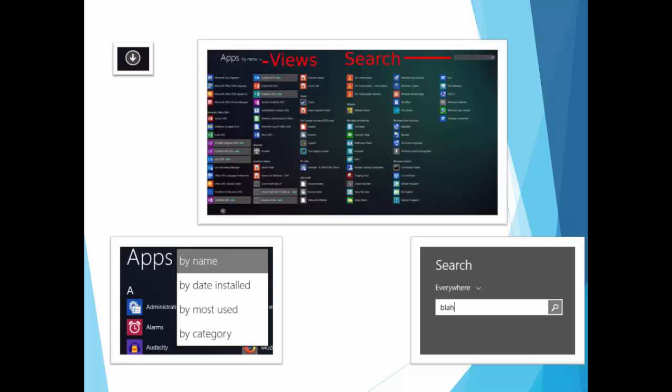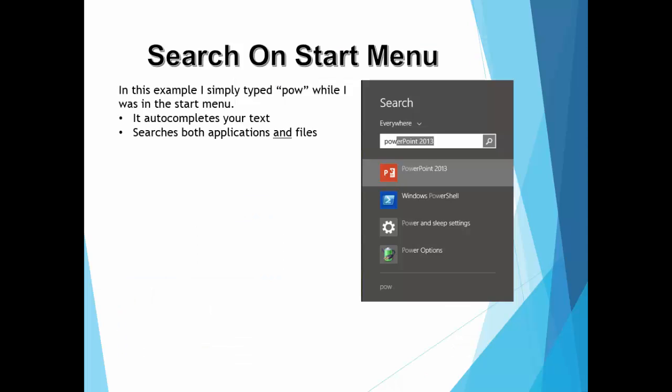Within the Apps menu, you have the option of filtering by name, date installed, usage, and category, or you can also search. Now, the search isn't just limited to the Apps menu. You can search from the Start menu also, and you don't necessarily have to click on the search bar. You can just start typing, as shown here. When I type in POW, it's auto-completed to PowerPoint. There is also the option to search files, but that is not enabled by default.